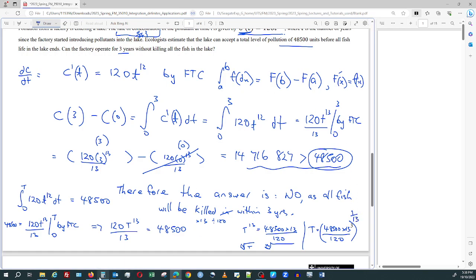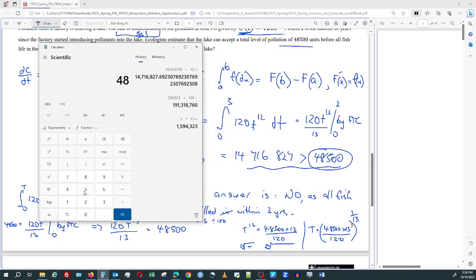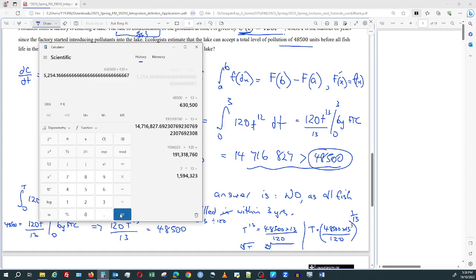So if we have a crack at that, we might get an indicative idea of the number of years. So we'll do 48,500 times 13 divided by 120. Now we want to raise that to the power 1 over 13. So we're going to press that to the power 1 divided by 13.